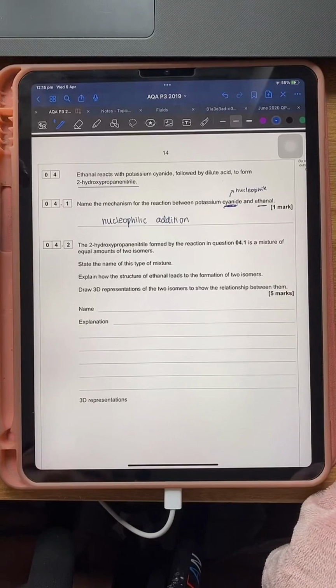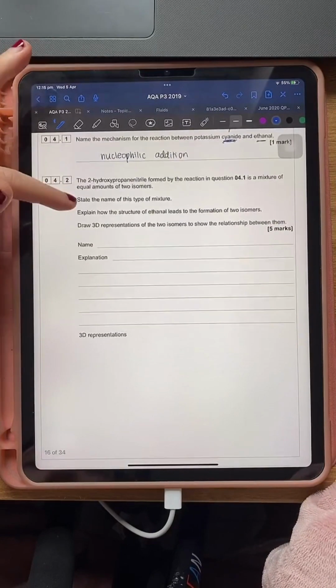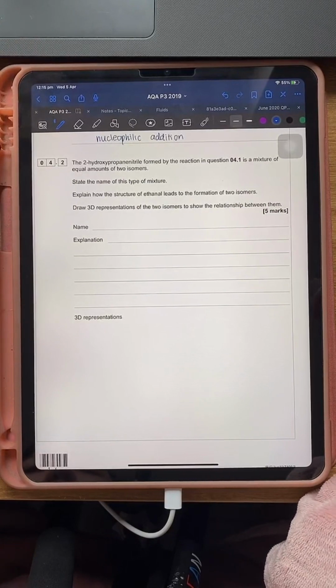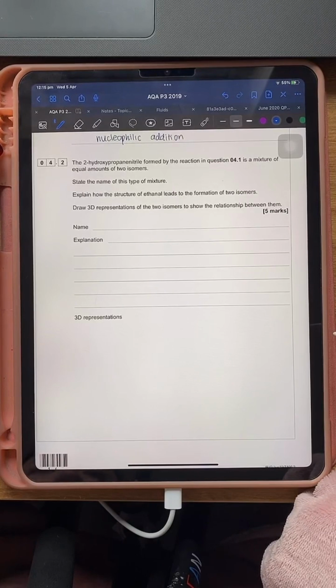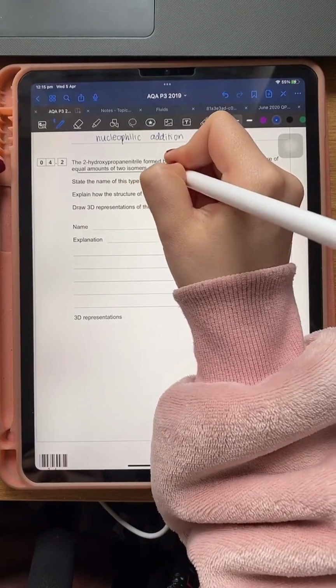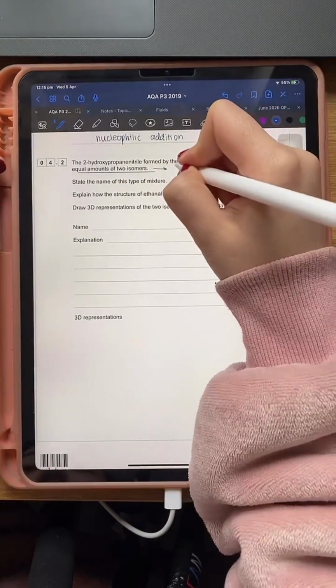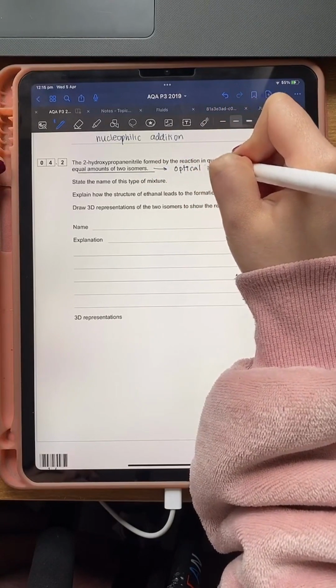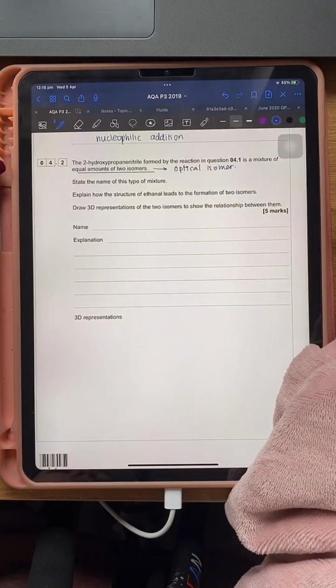So the 2-hydroxypropanenitrile formed by the reaction in question 04.1 is a mixture of equal amounts of two isomers. Equal amounts of two isomers. That means we're going to be looking at an optical isomer. That's the keyword. And the name is racemic mixture. That's right.